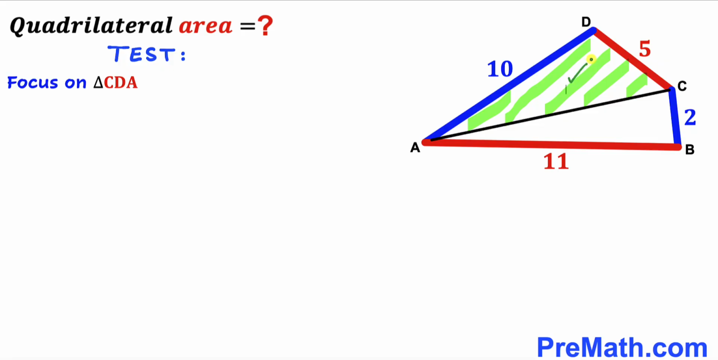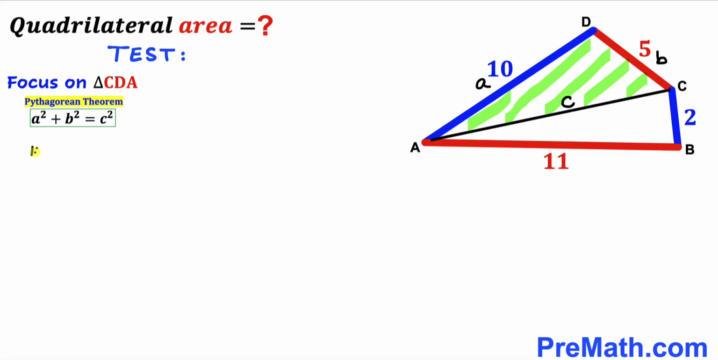Now we are going to focus on this triangle CDA. Let's recall the Pythagorean theorem: a squared plus b squared is always equal to c squared. I'm going to label this side lowercase a, this side lowercase b, and this side lowercase c. Our a value is 10 and our b value is 5. Now we are going to calculate the value of c.